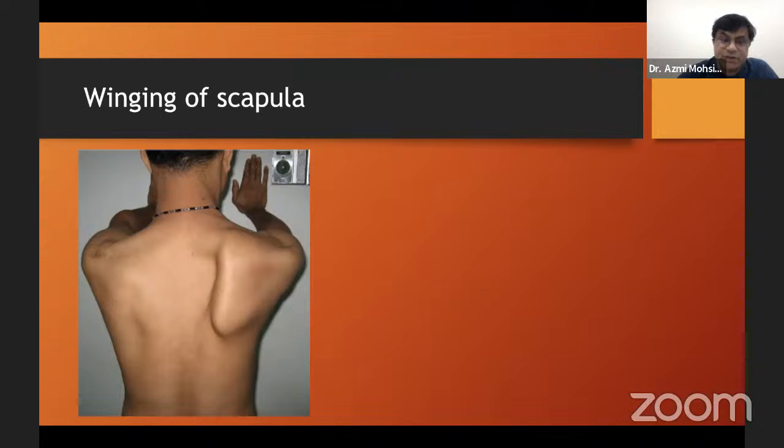The upper 3 digitations are inserted onto the medial border of the scapula, onto the costal surface. So when you do this pushing and punching thing, your medial border of the scapula is actually approximated toward the thoracic wall.